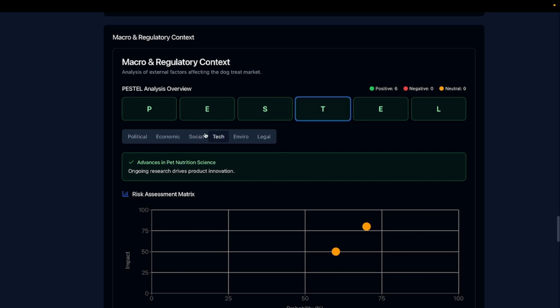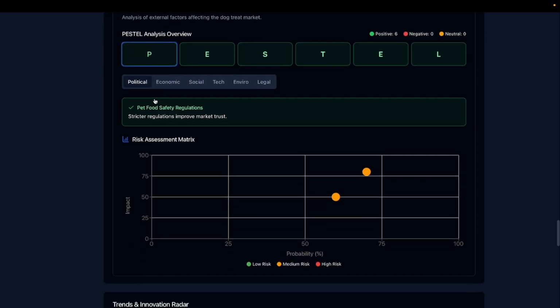Advances in pet nutrition science. This is tech. Ongoing research drives product innovation, and this is going to take a look at environmental trend towards eco-friendly and sustainable products. And then we got legal, transparent labeling rules, increased customer trust. So this would be either red, blue, or green, right? I mean red, green, and yellow, right? So this shows all sort of factors pushing this product, right? And for some reason I've never seen it before, all green, by the way, and that's probably a good sign for this sort of thing, right?